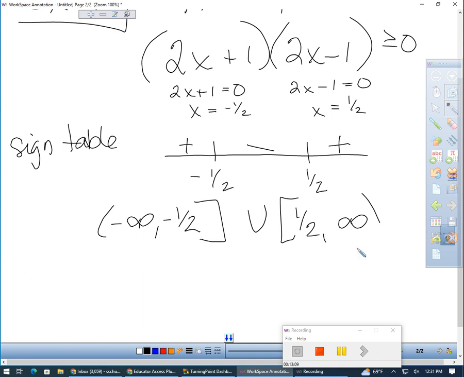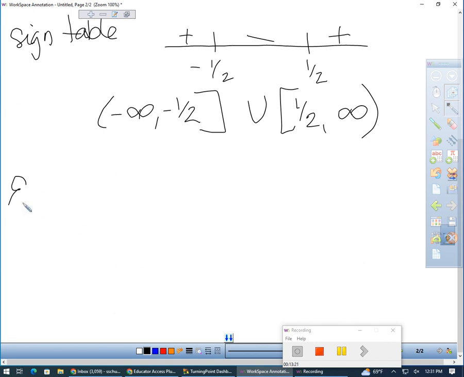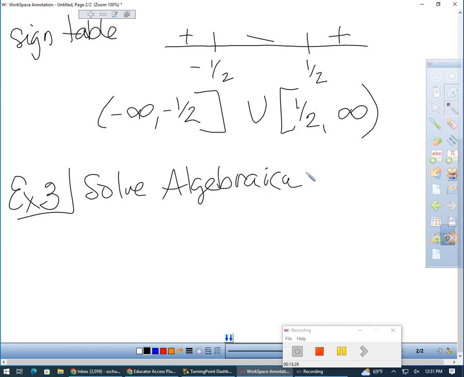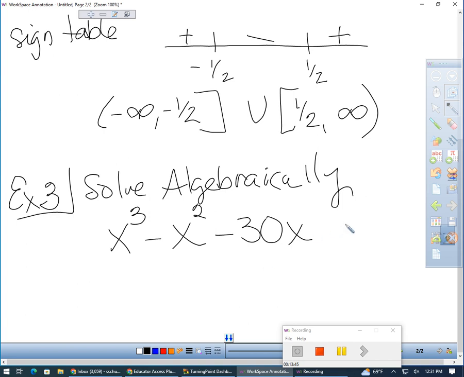Okay? I'm going to try one more, and I'm going to let you guys do your homework. I'm going to do it algebraically again. So let's do example number 3. Solve algebraically. And I'll do a little bit harder one because then the ones you have in your homework are going to be easier. All right. Let's go with, how about x to the third minus x squared minus 30x. And let's do where it is less than 0.